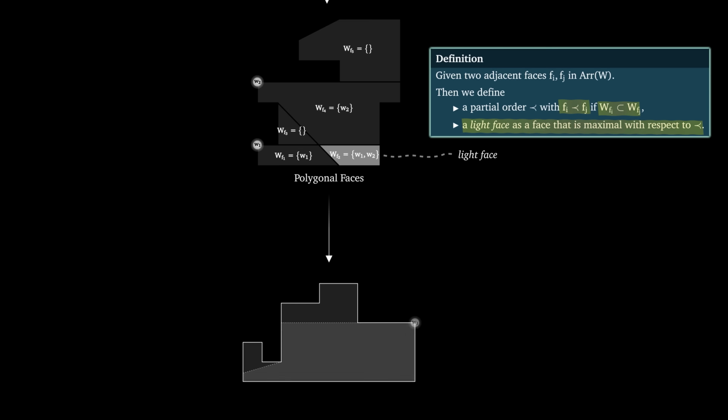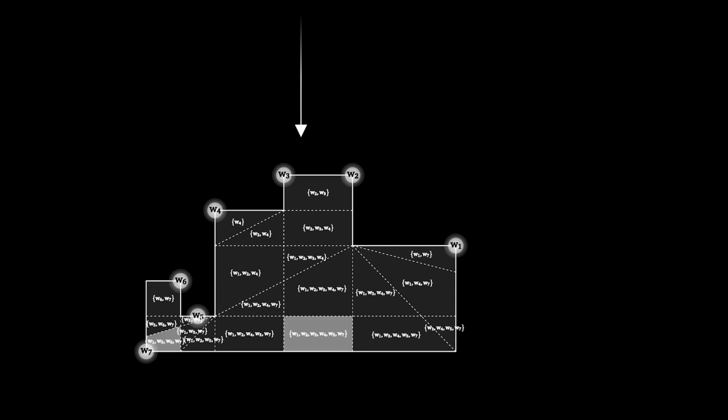First of all, we create the visibility polygon for each witness point to obtain the arrangement. Into each face of the arrangement, we insert now the witnesses that can fully observe that face. The light faces are then simply those faces whose neighboring faces can be seen by a proper subset of the witnesses that can see the light face.